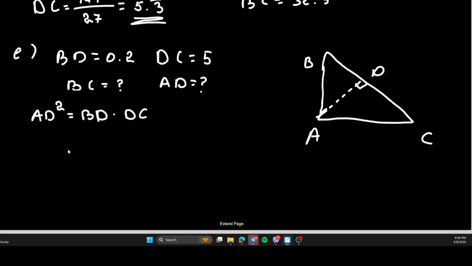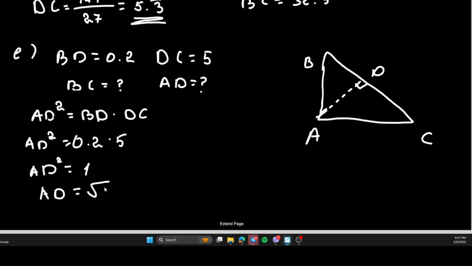So we're still gonna keep it as AD squared equals 0.2 times 5, which is 1. So AD squared equals 1. And you can't simplify 1. Come on, the square root of 1 is 1.